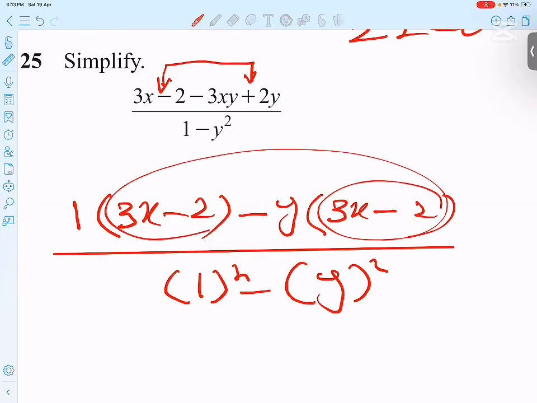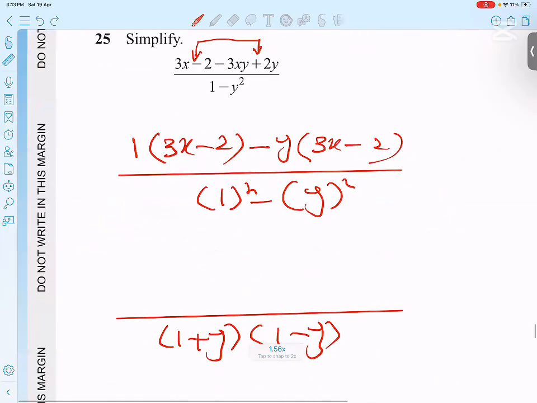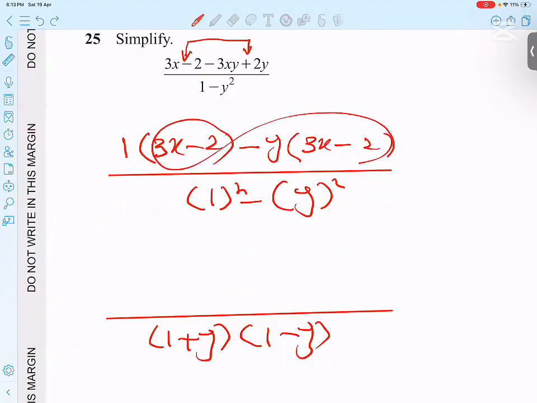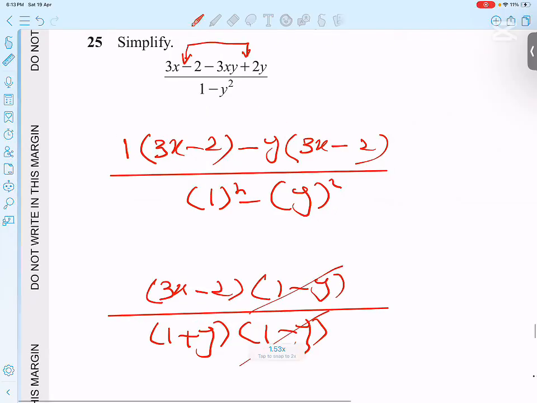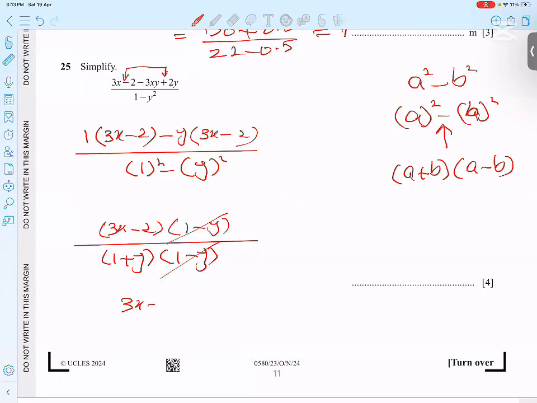Check it. Are these values the same? It means we are doing it correct. So is this and this common out? So I'm writing 3x minus 2. And this is left behind, I'm writing 1 minus y, which cancels out. And Alhamdulillah Rabbil Alameen, we got our required answer.